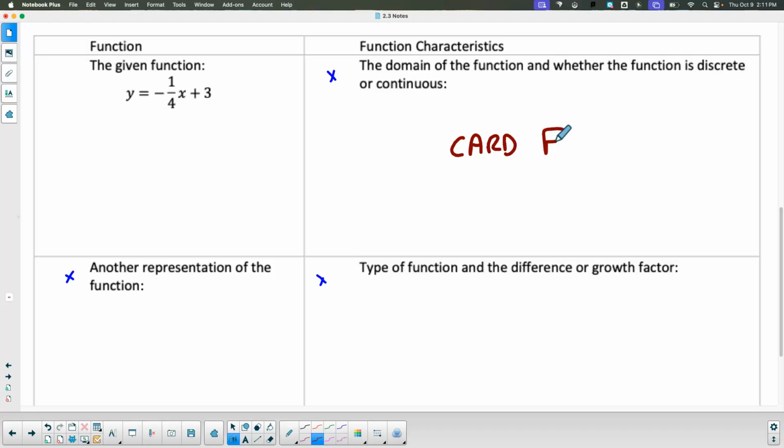The type of function is card 2/3. Type of function. There it is. Type of function and the growth factor. This is a continuous linear function because it has a constant difference of -1/4 over intervals of 1, or a constant difference of -1 over intervals of 4. This one doesn't have a letter on it though, but we'll go blank card.